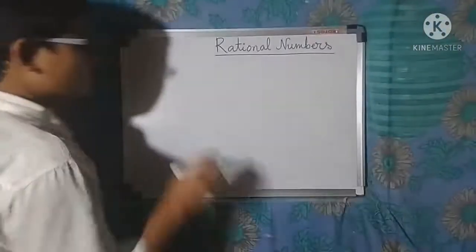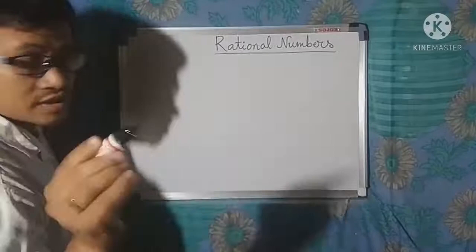The numbers that can be written in the form of p by q, where p and q are integers and q is not equal to 0, are called rational numbers. So please note down the definition of rational numbers.